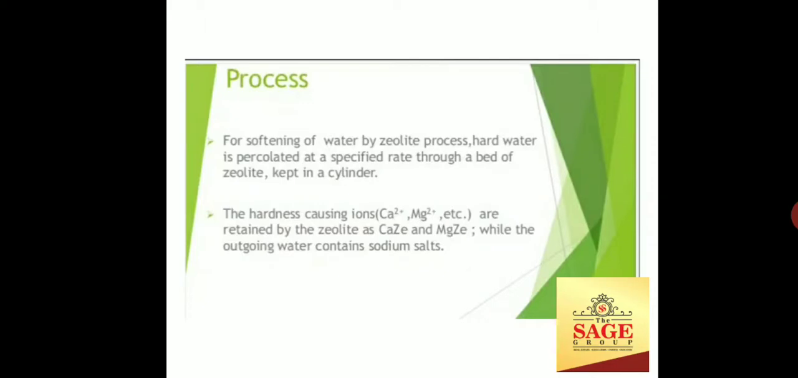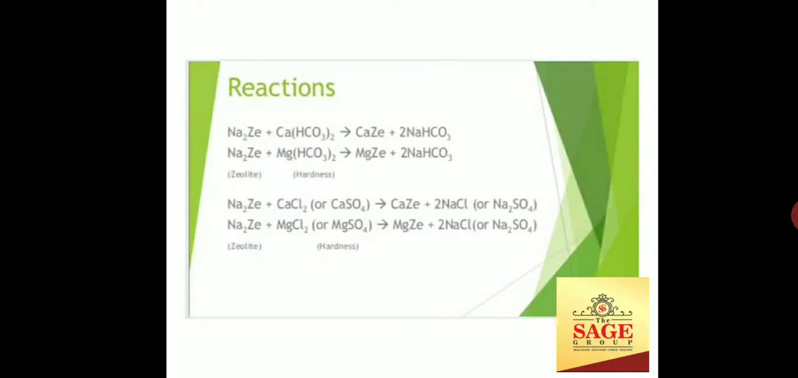So what happened in the zeolite bed? The exchange of ions has taken place. In place of calcium and magnesium, sodium ions go into the hard water, and the calcium and magnesium ions from the hard water are retained in the zeolite bed. In this way, our water is softened. So it is a very simple and very effective process.